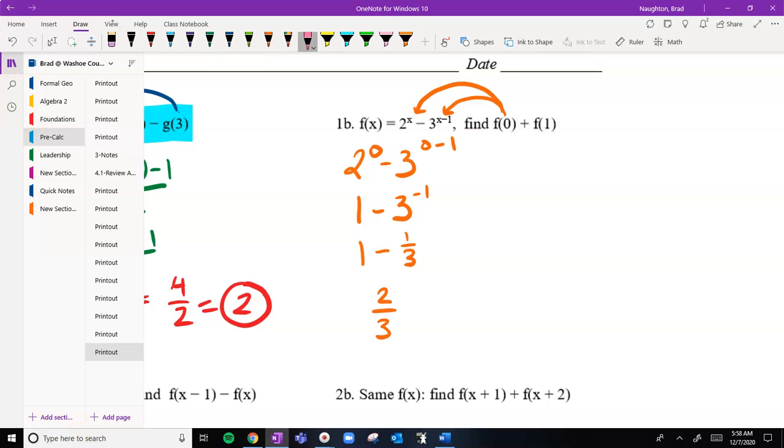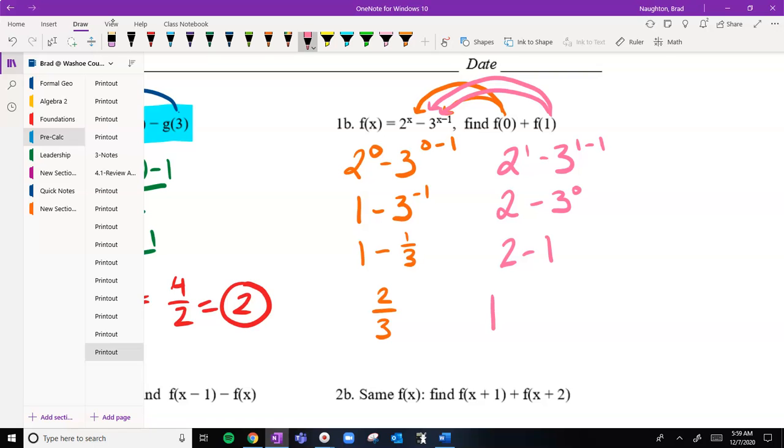All right, let's go ahead and try it here with the 1. Do the same thing. We're going to plug that in. And notice it's a plus, so I'm going to add those 2 values. So I'm going to get 2 to the 1 minus 3 to the 1 minus 1. So anything to the first power is going to stay itself, so that's just 2. And then 1 minus 1 is going to be 3 to the 0. And as we mentioned, anything to the 0 power is going to be 1. So 2 minus 1 is going to give me 1.